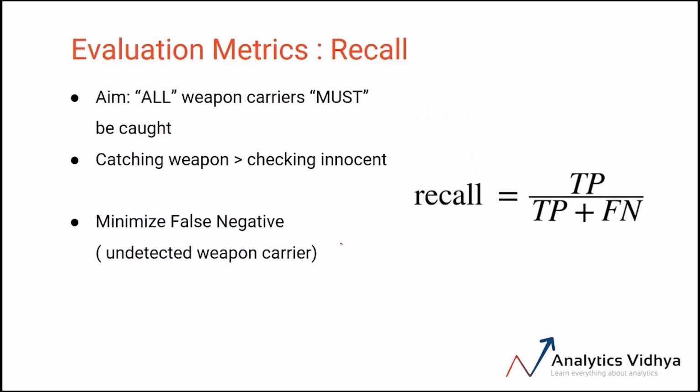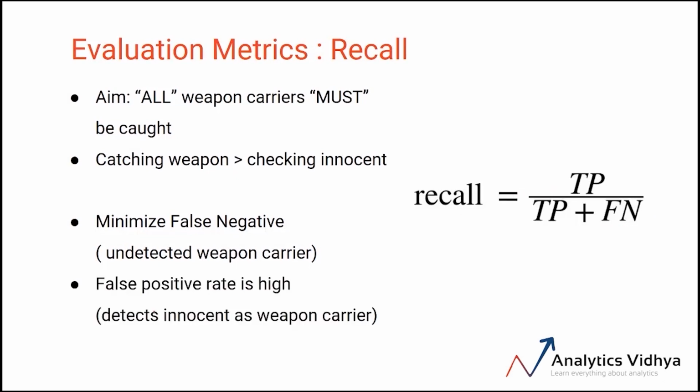If we look at the definition for recall, trying to catch every weapon carrier is analogous to minimizing the value of false negatives. That is, no weapon carrier should get by. The price of trying to catch all the weapon carriers leads to innocent people being checked by the security, which is analogous to high false positive rate. So in a nutshell, recall is used when we cannot afford to have false negatives, or avoiding false negatives is prioritized over encountering false positives.